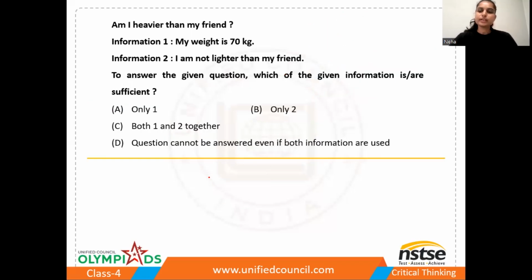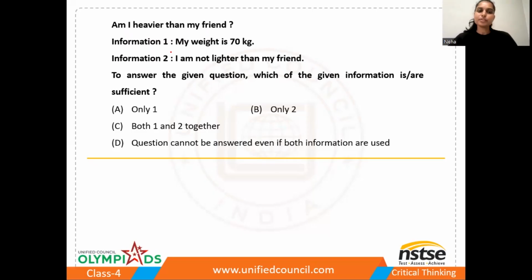Perfect. The question is quite interesting because we have some colorful images. Now the next question on the screen: Am I heavier than my friend? Some information is given and we have to find out which one is true and which one is false. Which one is sufficient to answer the given question?